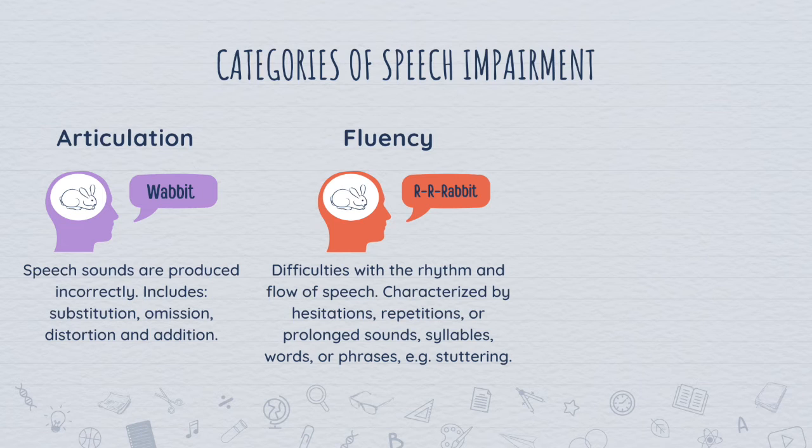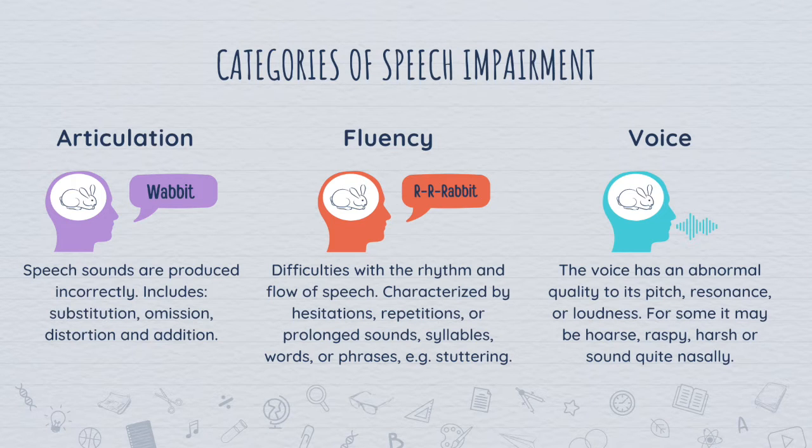Then you have fluency, which is difficulties with rhythm and flow of speech. It's characterized by hesitations, repetitions, or prolonged sounds, syllables, words, or phrases. A common example of fluency impairment is stuttering. Finally, we have voice. A person with a voice impairment has an abnormal quality to their pitch, resonance, or loudness. For some, it may be hoarse, raspy, harsh, or sound nasally.